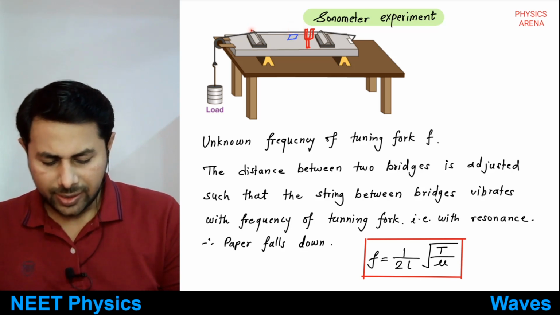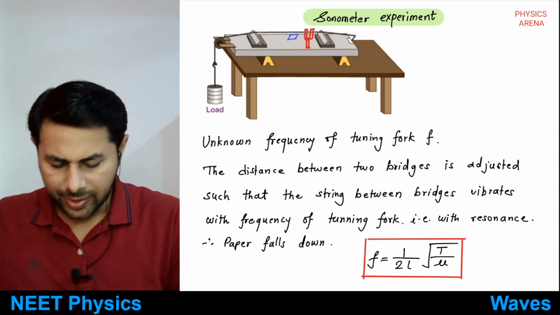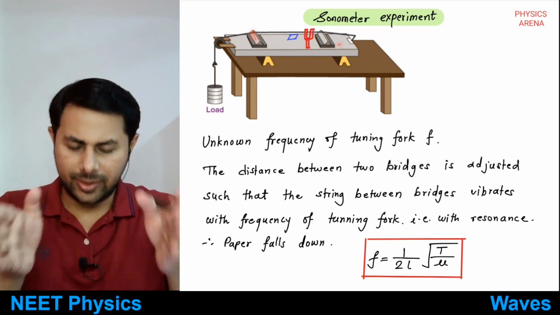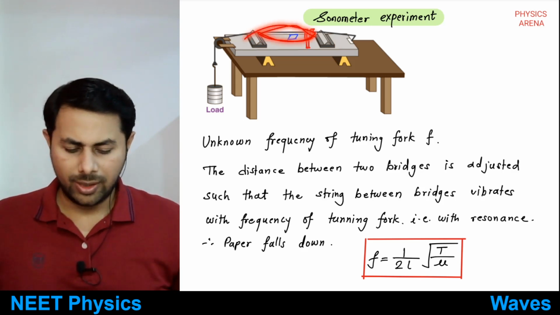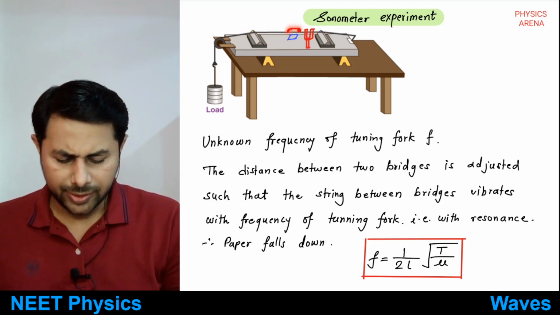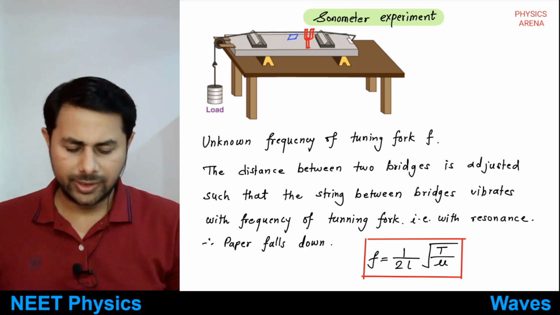The vibrating length of the string is between these two wedges. Okay, the string is pivoted over these two wedges, right? So the vibrating length, the loops will be formed here, and then on top of that string you put a paper. Okay, small piece of paper. Then what happens after that?